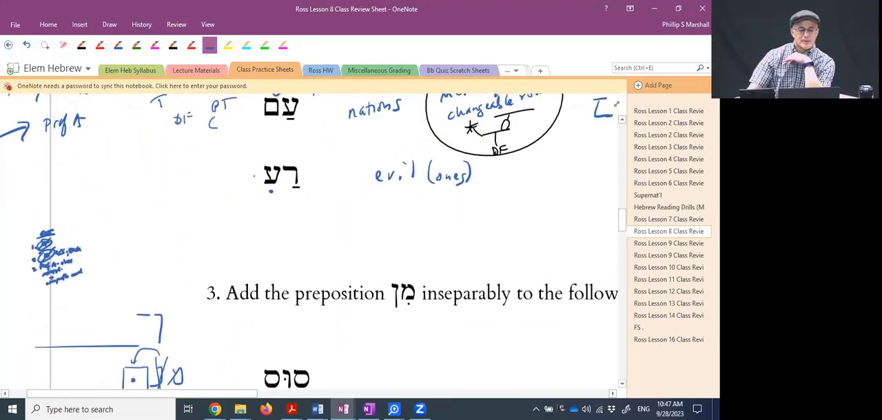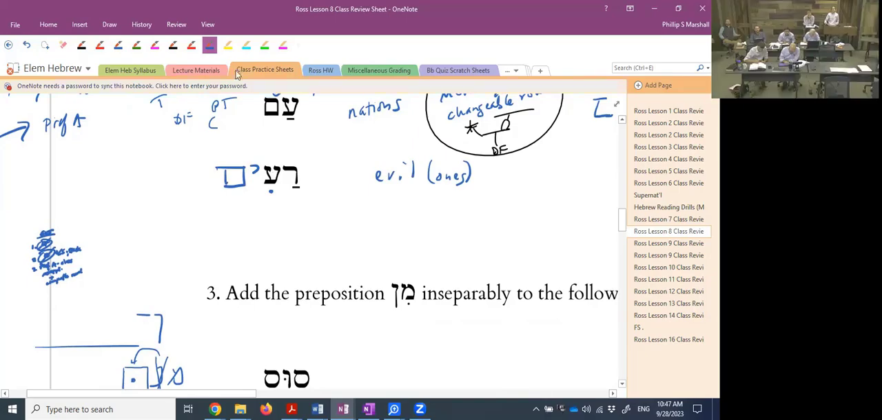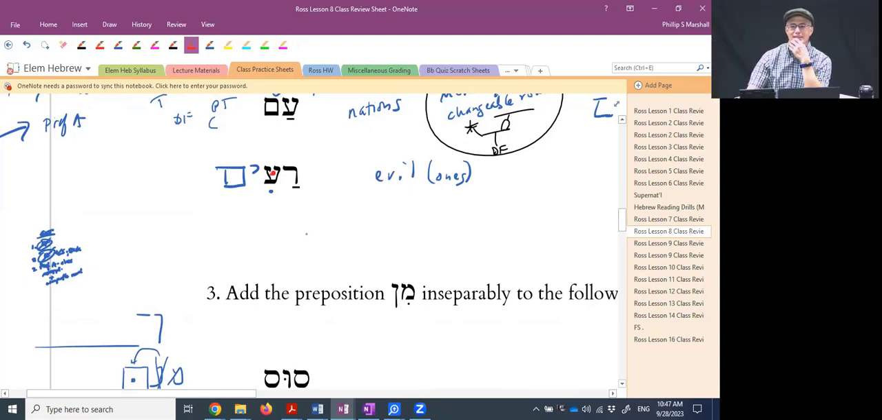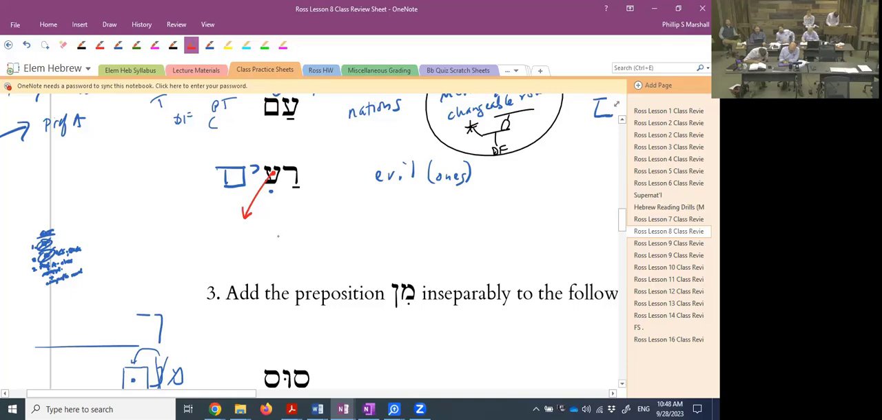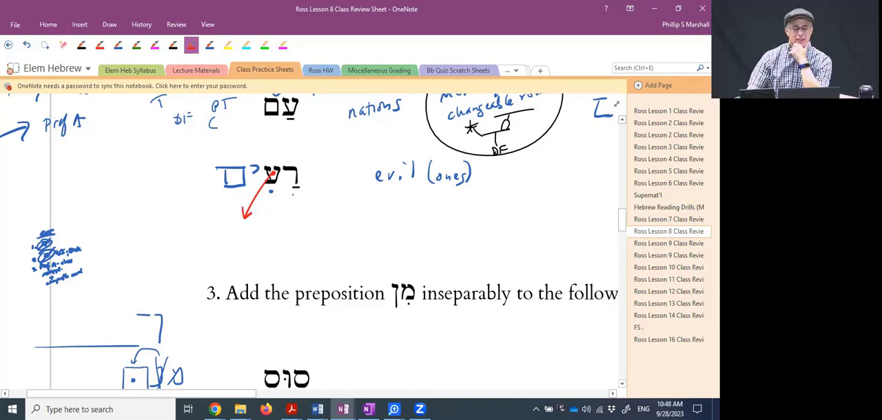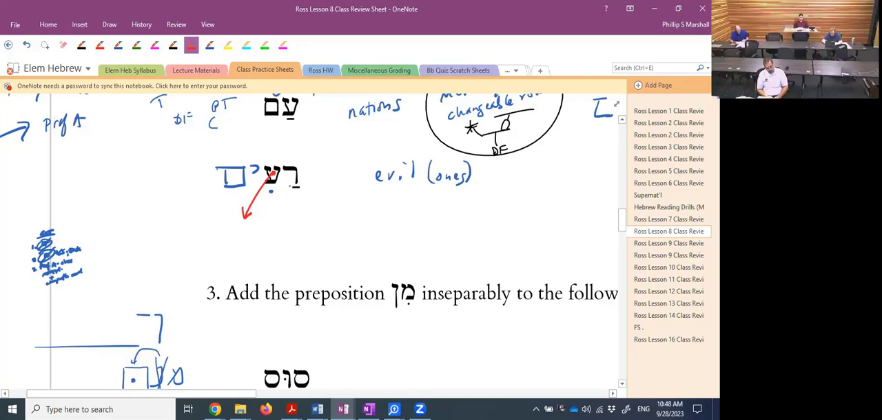Add eem. And then what does the guttural want to drop into the ayin? A dagesh forte. But it doesn't take it. Ayins don't take a dagesh forte from anybody because they're part of the gutturals. And when an ayin rejects a dagesh forte, what's its strategy for the preceding vowel? Compensatory lengthening.